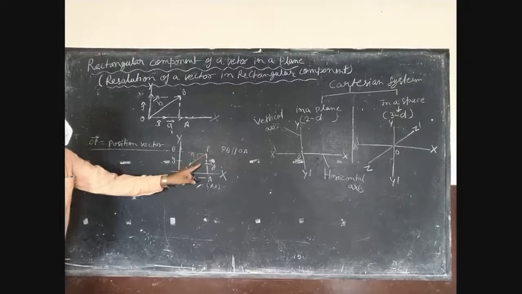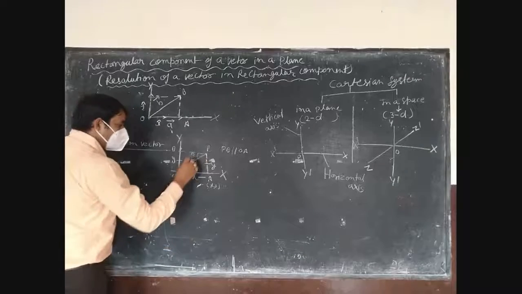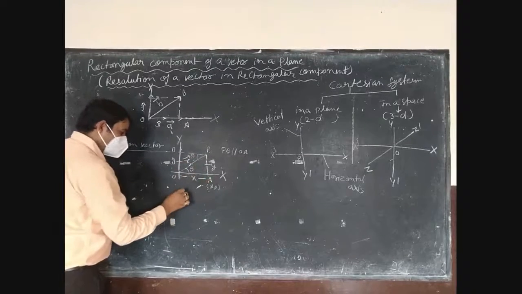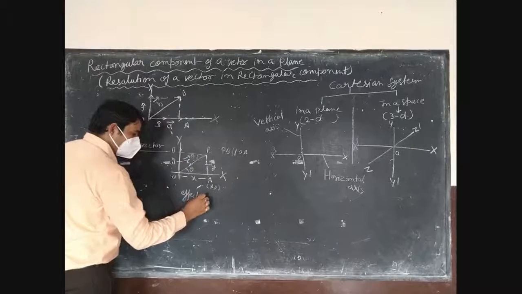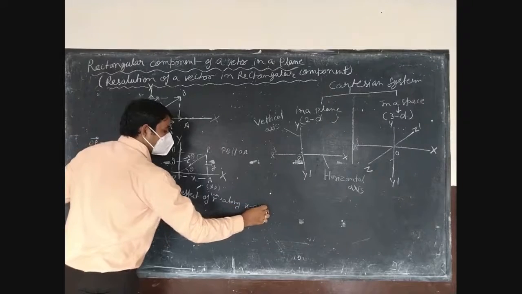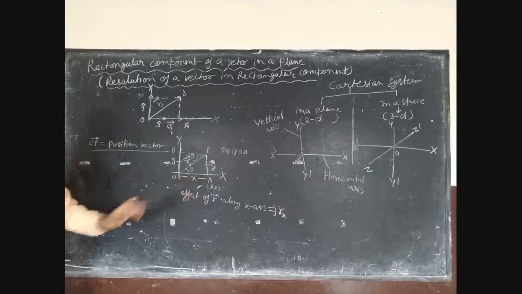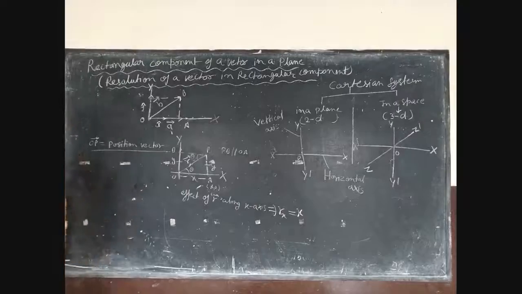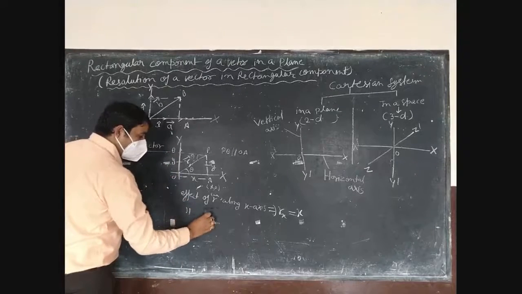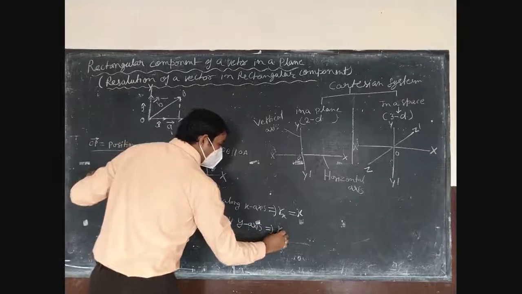When we discuss the effect of this position vector along the x-axis, let's say this vector is equal to R. Then the effect of vector R along the x-axis is given by Rx, and the length covered is equal to x. Then the effect of R along the y-axis: we observe that Ry is equal to y.